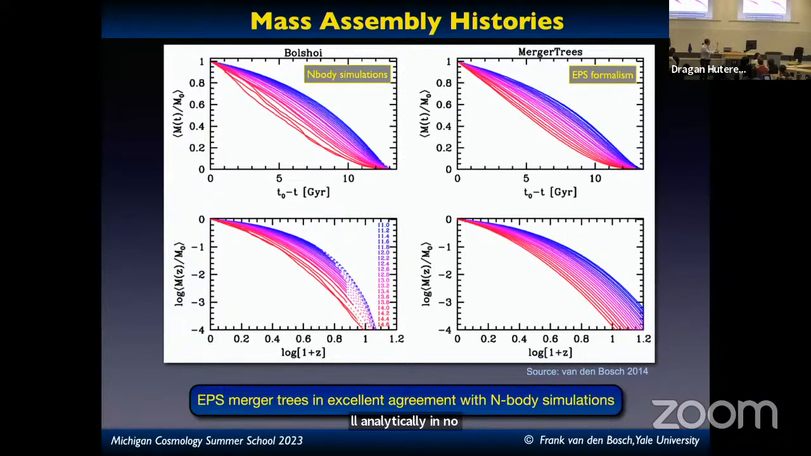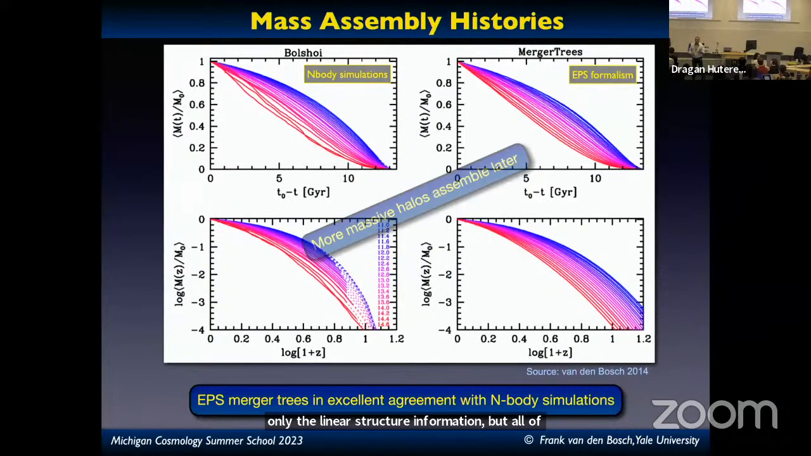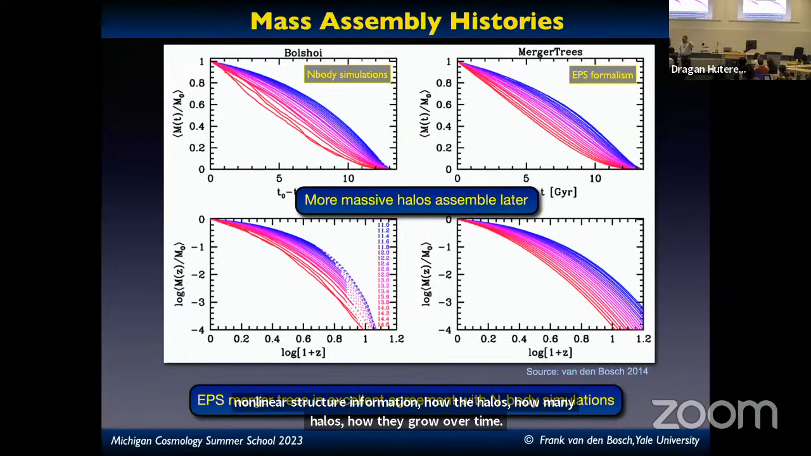And I don't have any problems with wiggly lines because I don't have enough halos. I can make 10,000 massive halos if I want, no problem. And I don't have problems with resolution effects or anything. Okay? So this was the power. We became able to describe not only the linear structure formation, but all of nonlinear structure formation, how the halos, how many halos, how they grow over time. All of that we can do analytically. Okay? And remember, more massive halos form later.